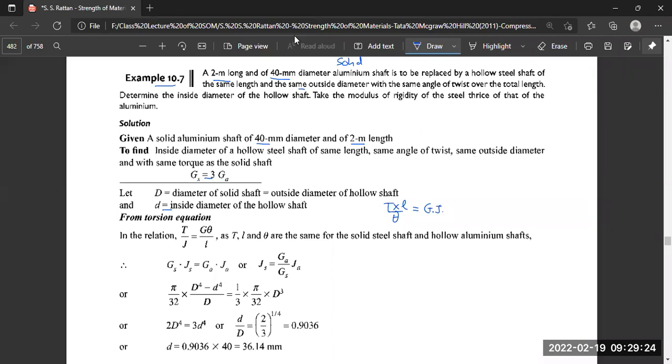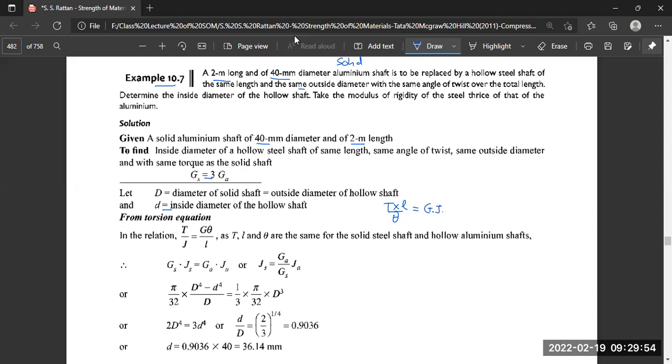So, the polar moment of inertia of the steel can be written as 3 GA by GS into JA. Now, G into J is a ratio we know, which is 1/3. GS is equal to 3 into GA. So GA by GS is equal to 1/3. So this is the relation we know.